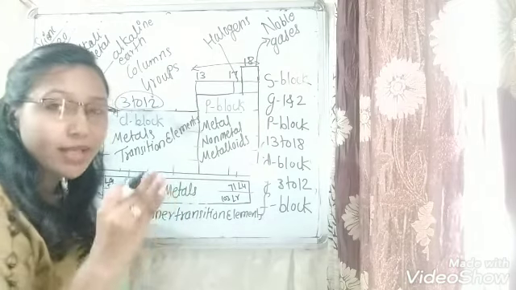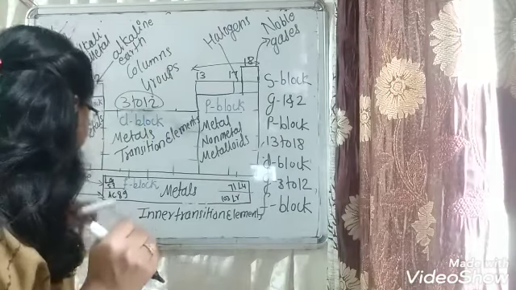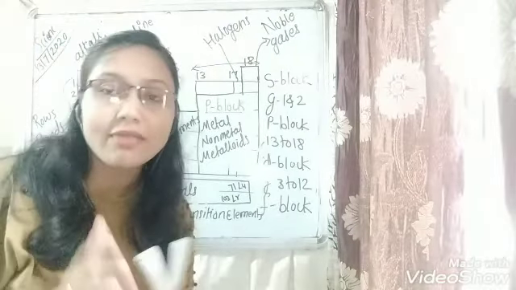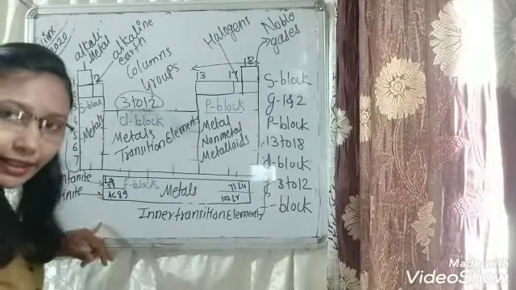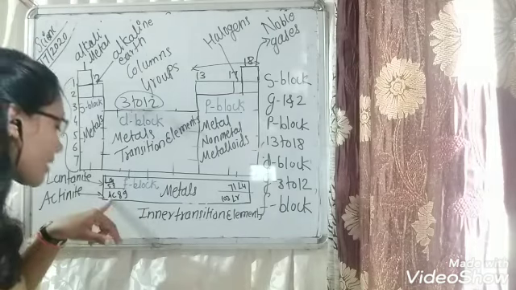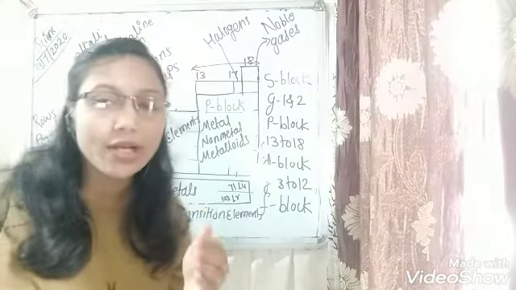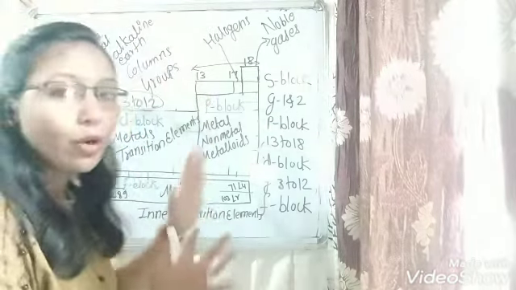Why is it called the lanthanide series? Because it starts from lanthanum. So the lanthanide series starts from lanthanum and ends at lutetium, 71, meaning atomic number 71. Whereas the actinide series starts from actinium, 89, and ends at lawrencium, 103. Then this is the structure of the modern periodic table.